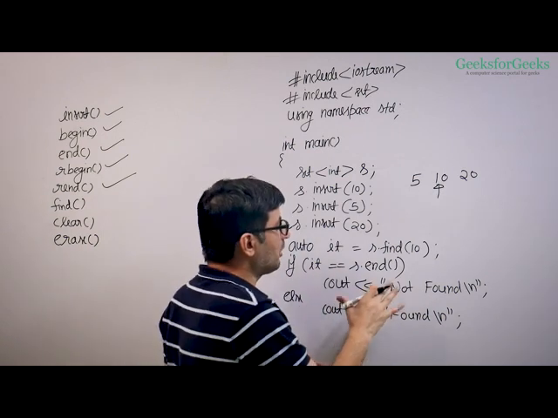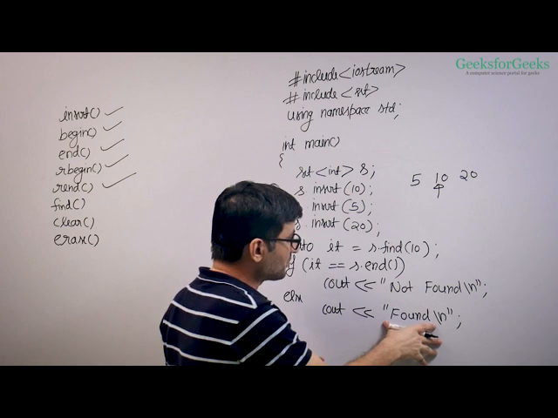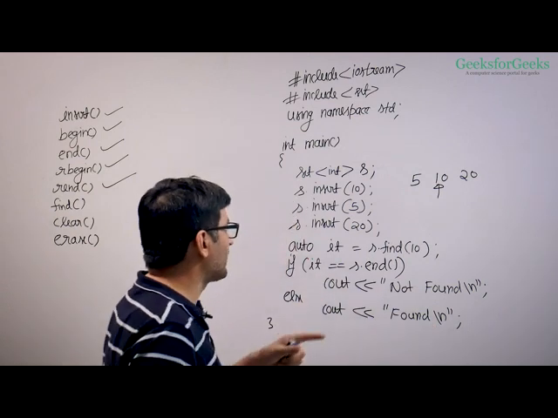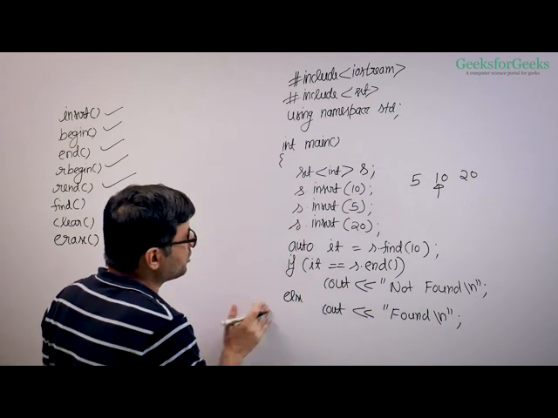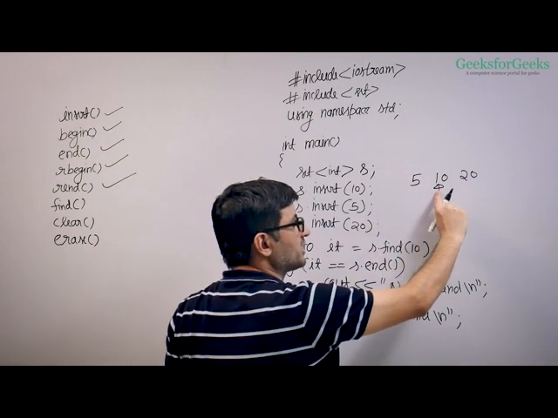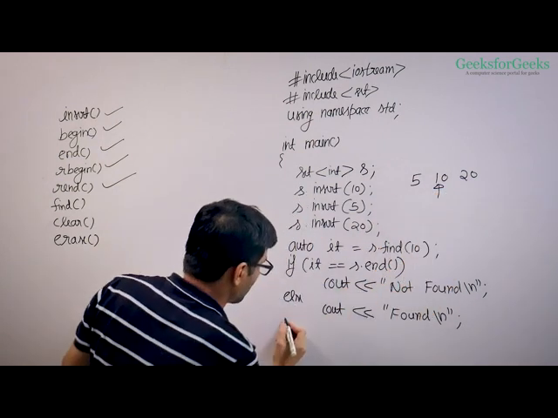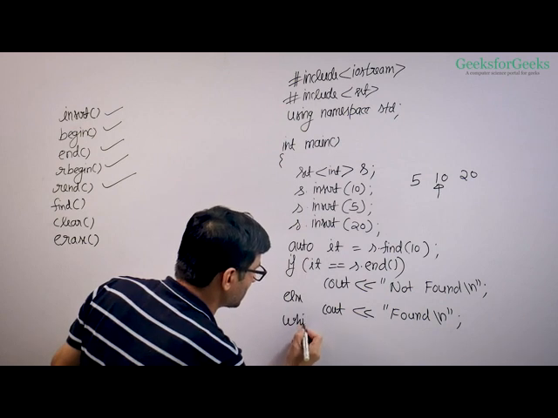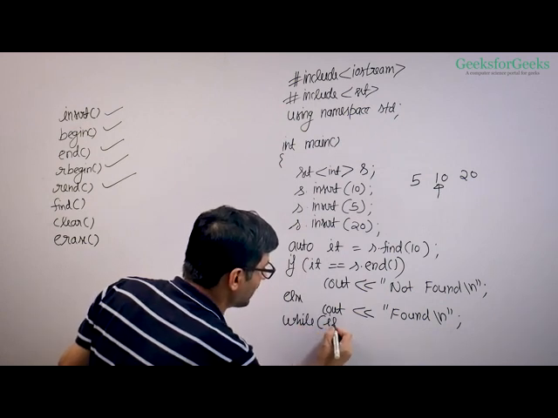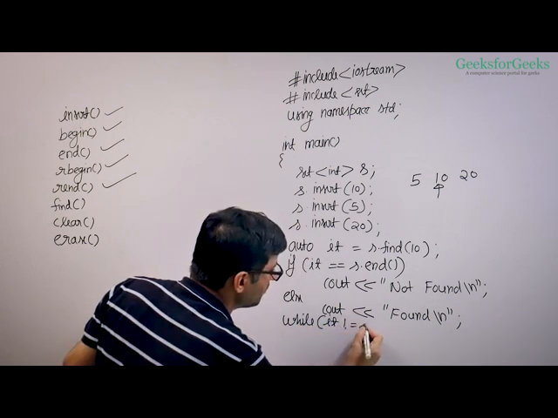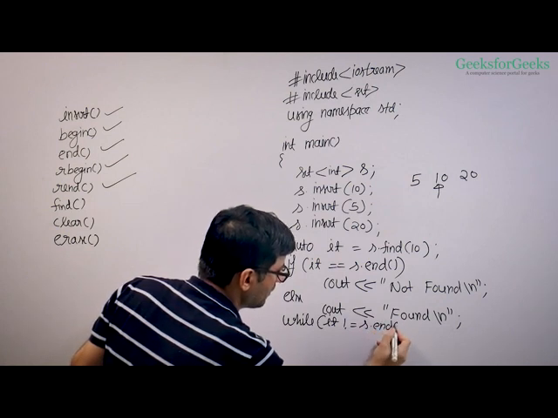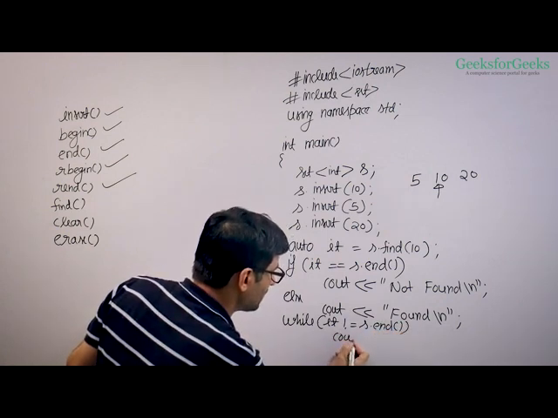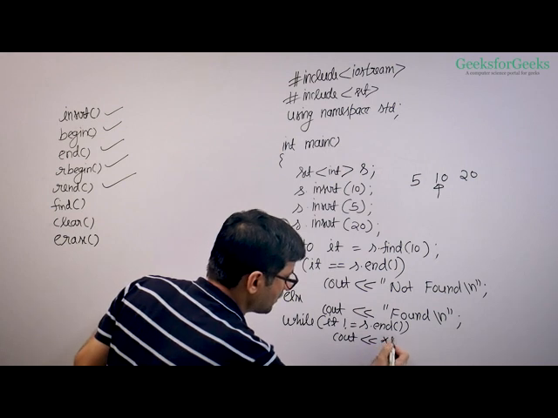So the output of this program is going to be found, and we can verify whether the iterator points to this element or not by modifying this program. We can write something like this: while iterator is not equal to s.end(), cout star iterator.